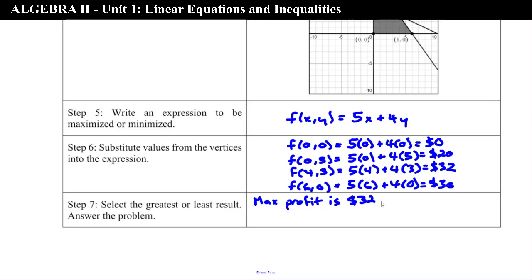So the rest of it is giving our x and y when, or I should say, when 4 soccer balls and 3 volleyballs are made. Okay, so if we want to maximize our profit, this is how we do it. We make 4 soccer balls and 3 volleyballs, and that maximizes our profit to $32.